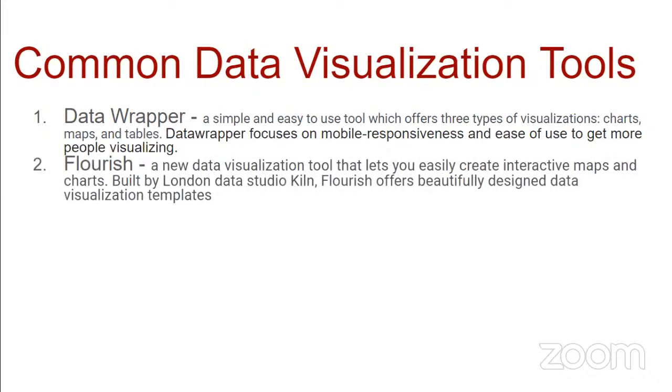Flourish is another data visualization tool that lets you easily create interactive maps and charts. It was built by a data studio called Kiln, based in London, and it offers beautifully designed data visualization templates. So those are the 2 tools we are going to study in the course of today and the day after tomorrow. And so what Flourish does is it gives you the ability to create interactive maps. By interactive, I mean they have responsiveness. So you can zoom in, and you can use the data to classify in terms of area, in terms of size, and all that.